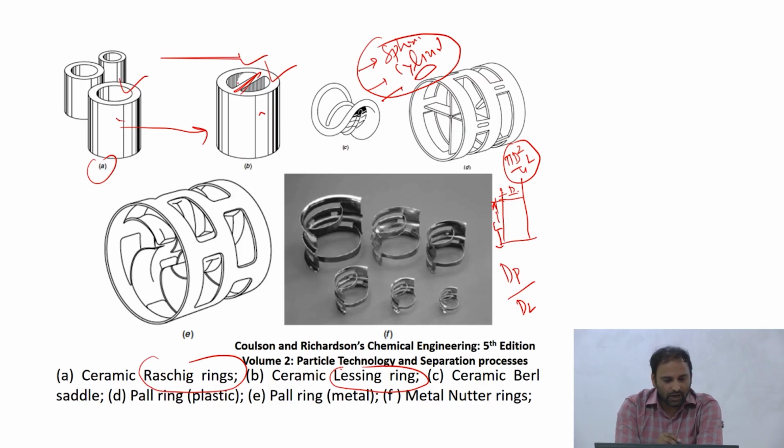So people have been using Raschig rings, Lessing rings. This is something called a Berl saddle. Something called Berl saddles.